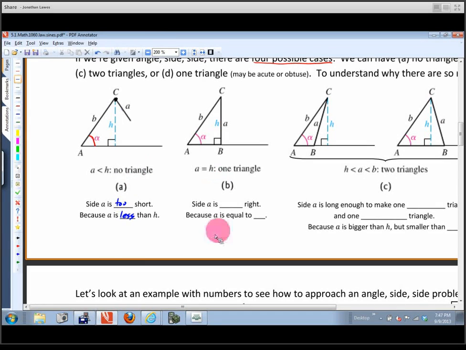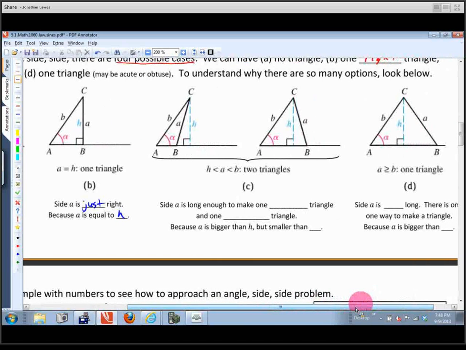Let's take a look at the next one. So again, here's the angle, here's the side, and here's the side we're given. Notice how A compares to H. Side A is just right. It's just the right size so that we can make a right triangle, and that's because A is exactly equal to H. So if A, this side that we're given, is less than this height, it's too short, so we're not going to have a triangle. If it's exactly the same as that, it's going to be just the right size, so we're going to have one right triangle. And then let's take a look at the most difficult case here.